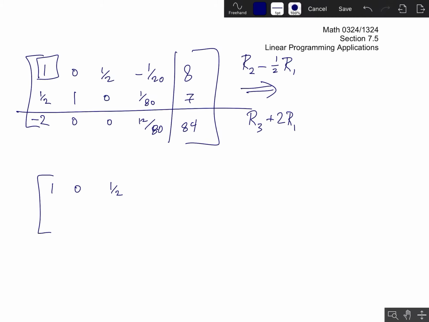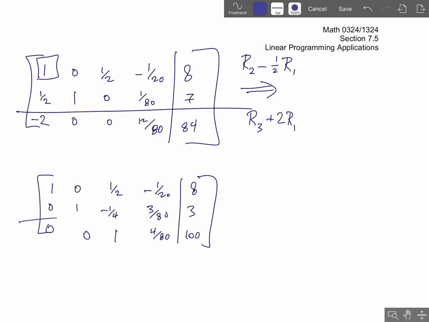We'll get a 1, 0, 1/2, negative 1 over 28, because we didn't change the top row. But these two rows are going to change. We'll get a 0, 1, negative 1/4, 3 eightieths, and 3. And then we'll get a 0, 0, 1, 4 eightieths, 100. So notice that here I decided not to simplify something like 4/80ths, just in case we needed to do any extra row operations. I just wanted these to have the same denominator, but you can simplify them if you'd like.